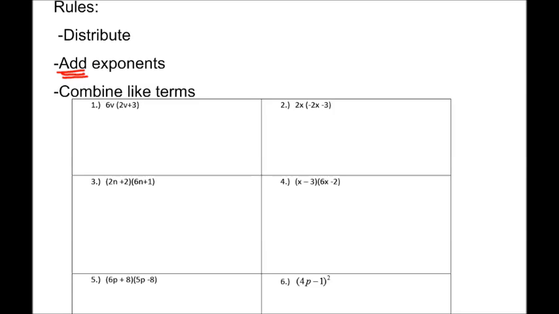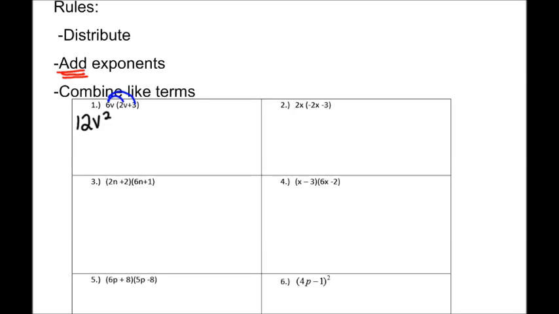All right, so let's go ahead and do number 1. 6b times 2b plus 3. So again, there's this little term outside the parentheses. I'm going to distribute that, or multiply that, to everything inside the parentheses. So I will have 6b times 2b. So I multiply the 6 times 2, which is 12, and b times b is b squared.